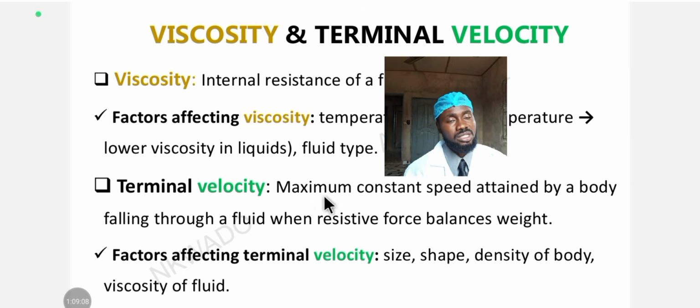Terminal velocity. What is terminal velocity? Terminal velocity is the maximum constant speed attained by a body falling through a fluid when resistive force balances weight. So when resistive force balances weight, the maximum speed attained by a body falling through a fluid is known as the terminal velocity. Ensure you put that down in your notes. Factors affecting terminal velocity: we have size of the body, shape of the body, density of the body, and viscosity of the fluid. All these are the factors that affect terminal velocity. Remember the key word in this definition of terminal velocity.